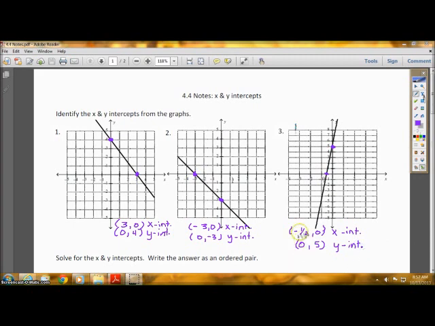Okay, so the x and y intercepts are where the lines cross the x and y axes, and we are picking out those points for the x and y intercepts. One of the other things you'll notice is that the x-intercept always has 0 for y, and the y-intercept always has 0 for x. And that's going to be useful information when we solve for the x and y intercepts from an equation. Okay. And we'll move on to the next section.